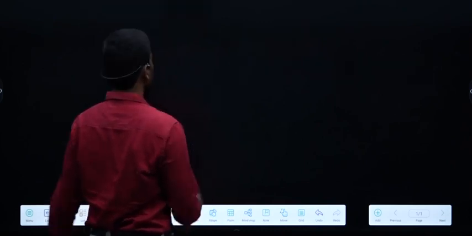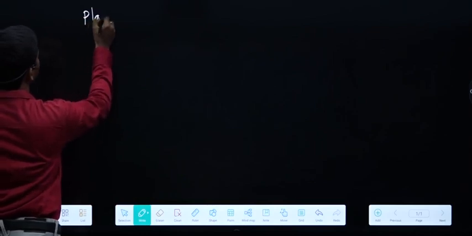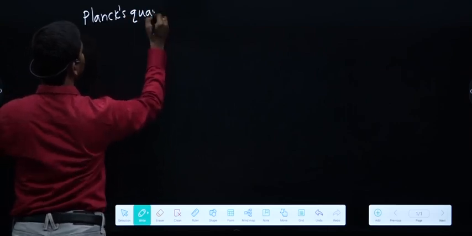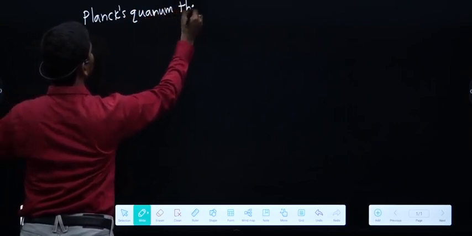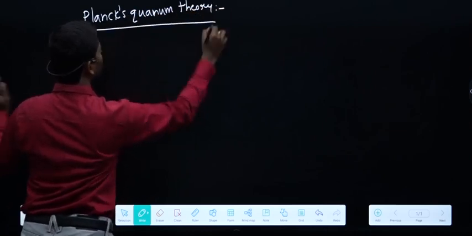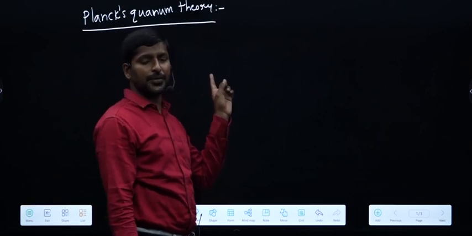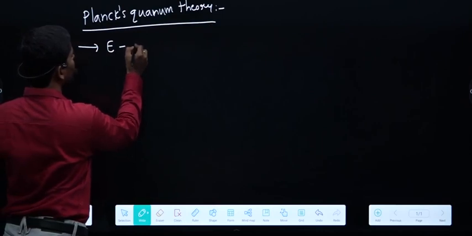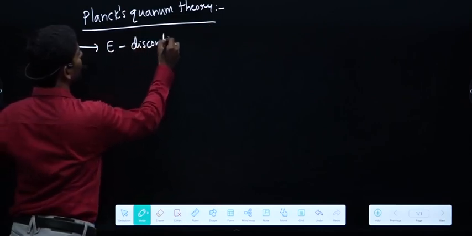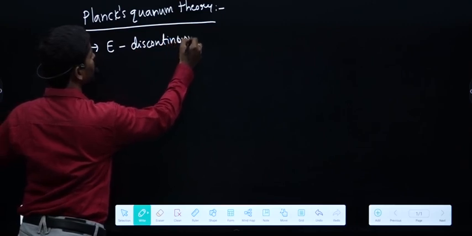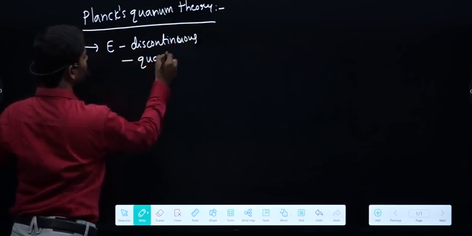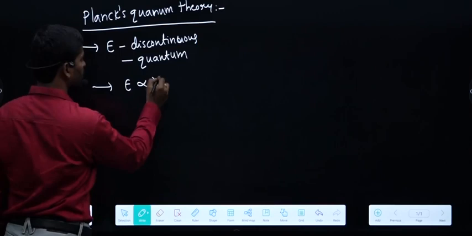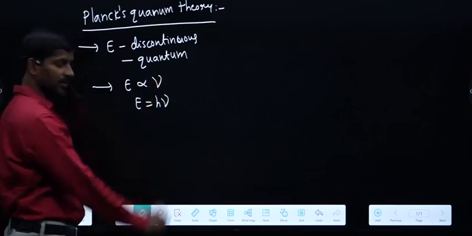Planck's quantum theory. According to classical mechanics, energy emission or absorption takes place continuously. But according to Planck's quantum theory, energy absorption or emission takes place discontinuously in the form of packets. Each packet of energy is called a quantum, and the energy associated with a quantum, or each packet, is proportional to its frequency. So if you remove the proportionality, you will get Planck's constant.